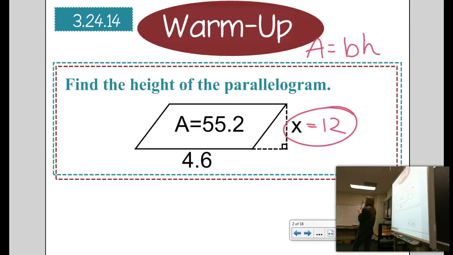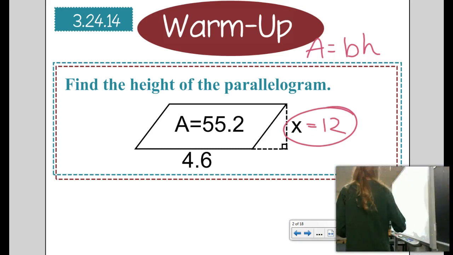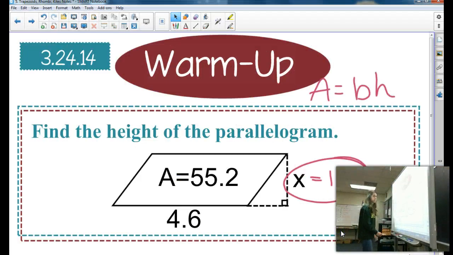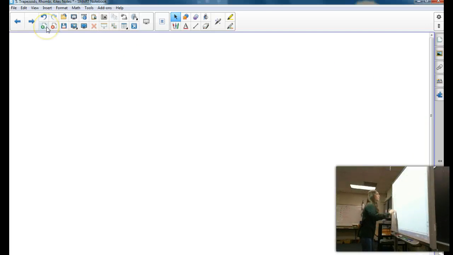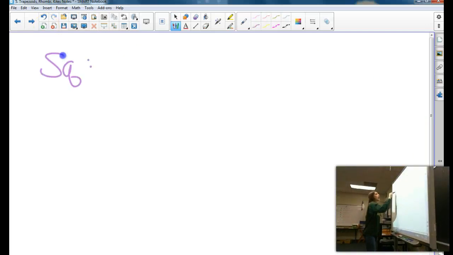Let's go over all the shapes we have learned about. So, Kenneth, give me a shape we have learned about. Just name one of them. Square. Kenneth, how do you find the area of a square?